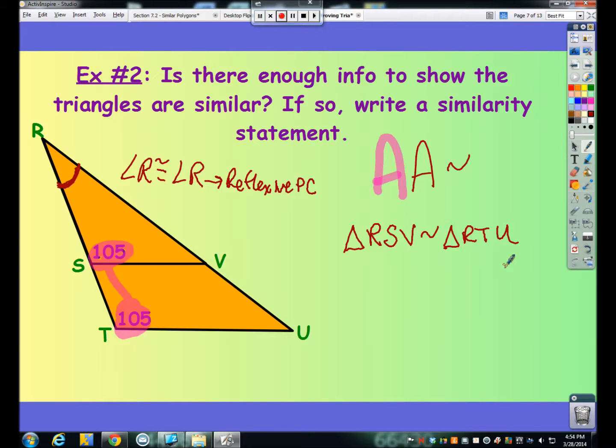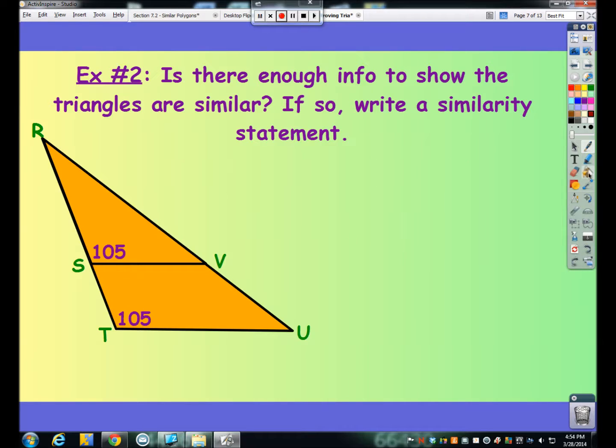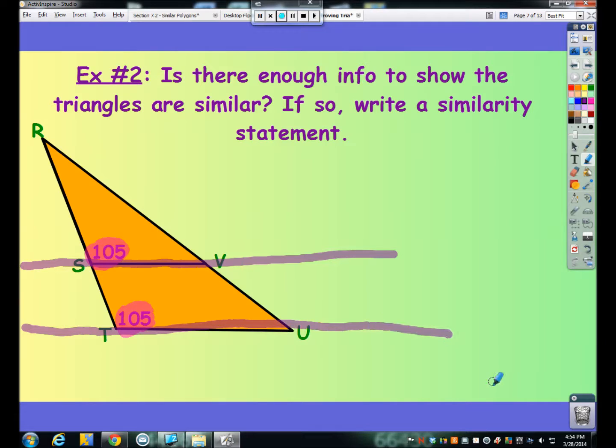Now, a second point I want to point out, no pun intended, is something maybe some of you saw whenever we only talked about the 105s. If I were to extend out SV and TU as two lines, and if I were to emphasize RT as a transversal, what type of angles are the 105s? And you might say, oh, they're corresponding angles. They are, and they're congruent, which means only one thing. SV is parallel to TU.